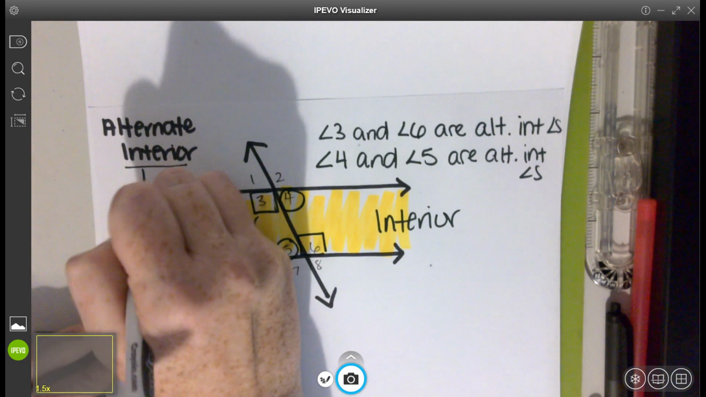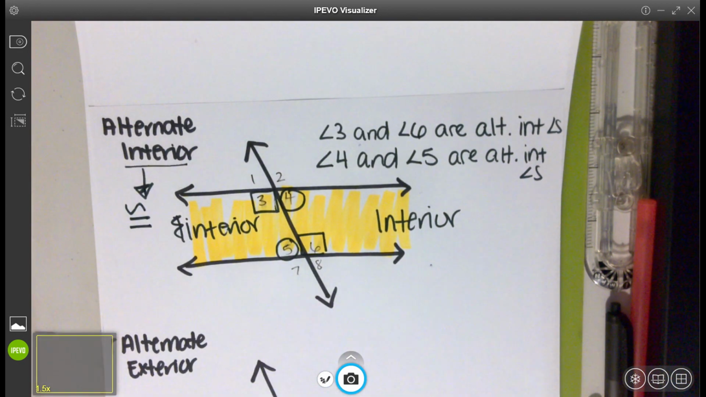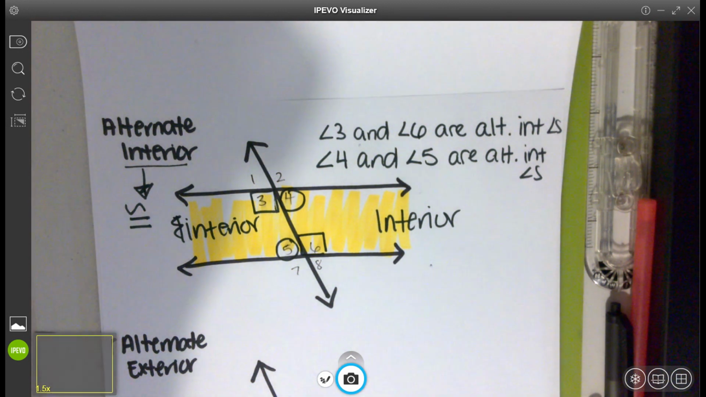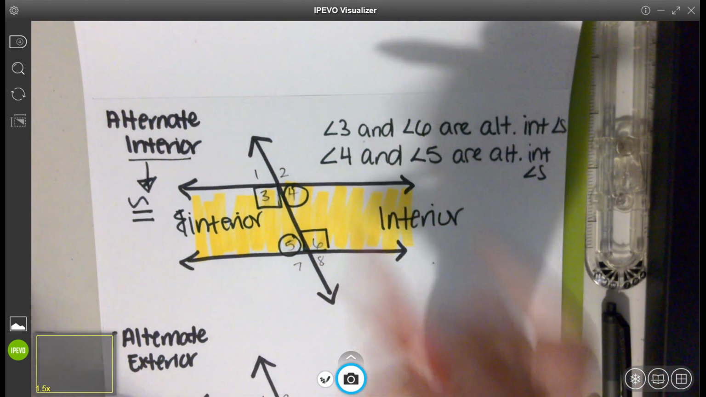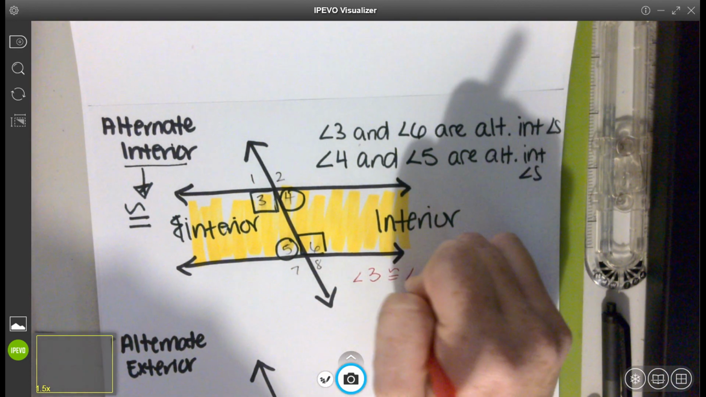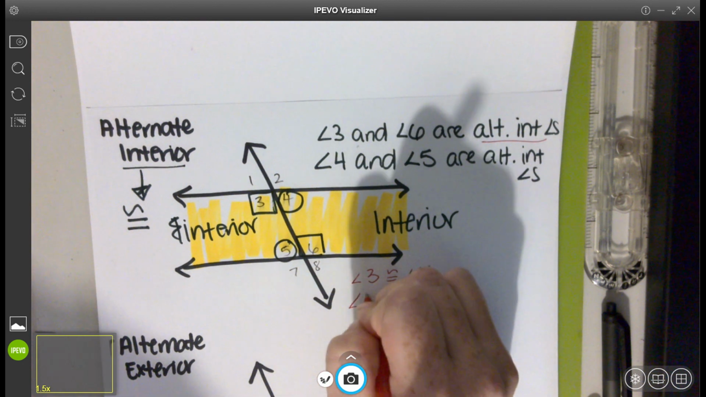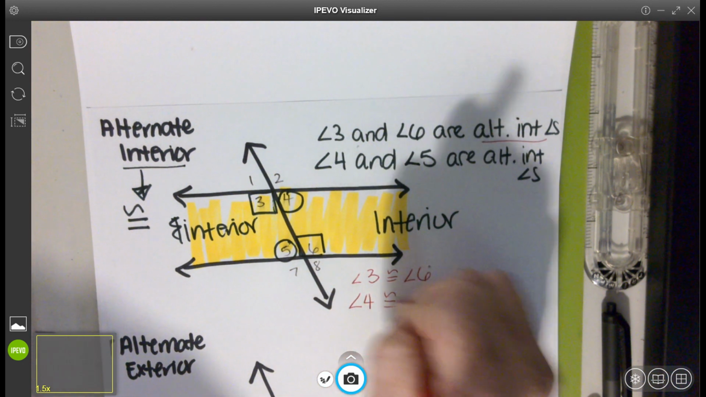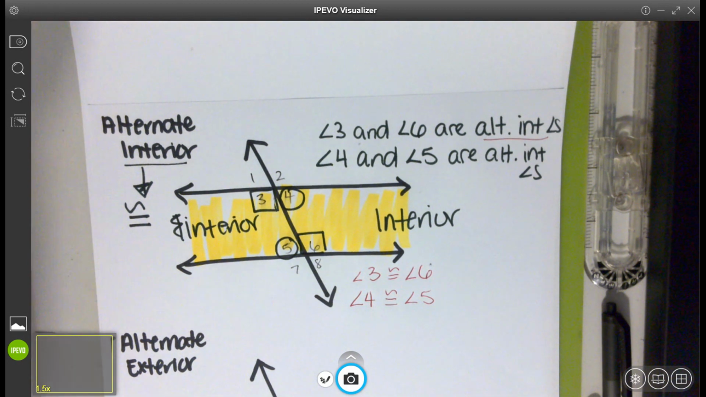We can also know that when we have alternate interior angles, our relationships are congruent again. So that means that I can not only say that they are alternate interior, but I can also say that they are congruent to one another. So I can say angle 3 is congruent to angle 6 because they're alternate interior. I can also say angle 4 is congruent to angle 5 because of alternate interior.